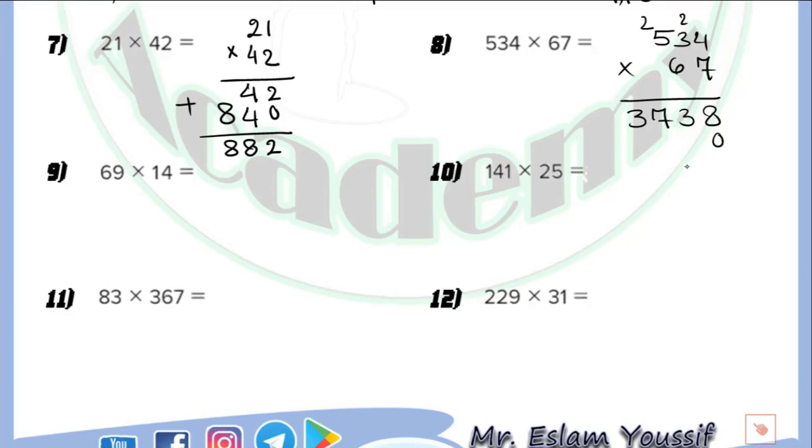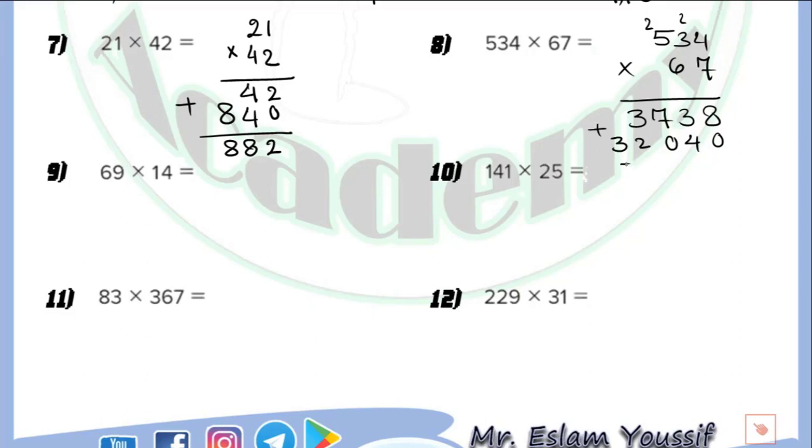After that, write 0. 6 times 4 equals 24. 4 and carry up 2. 6 times 3 equals 18, plus 2 equals 20. 0 and carry up 2. 6 times 5 equals 30, plus 2 equals 32.